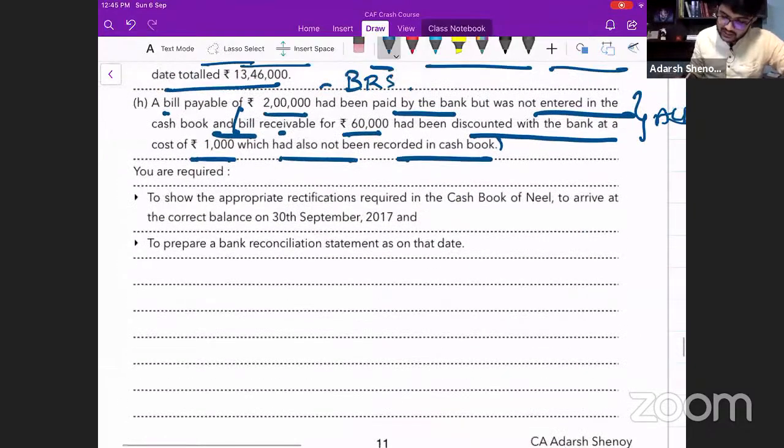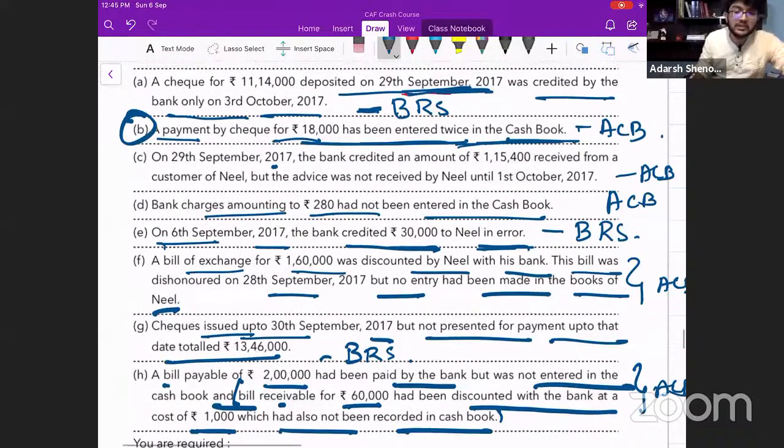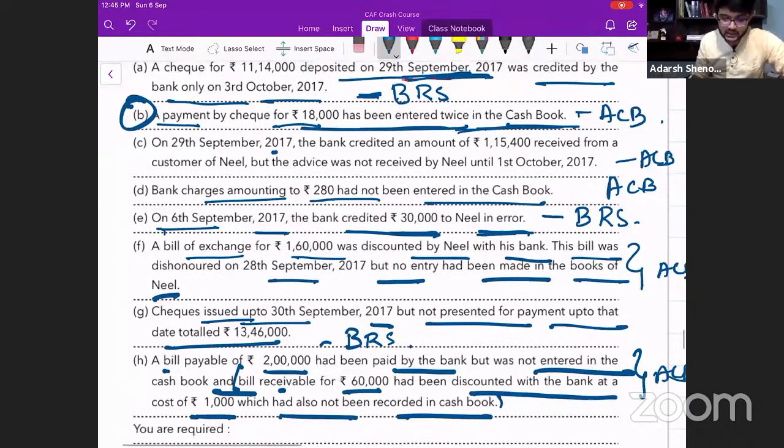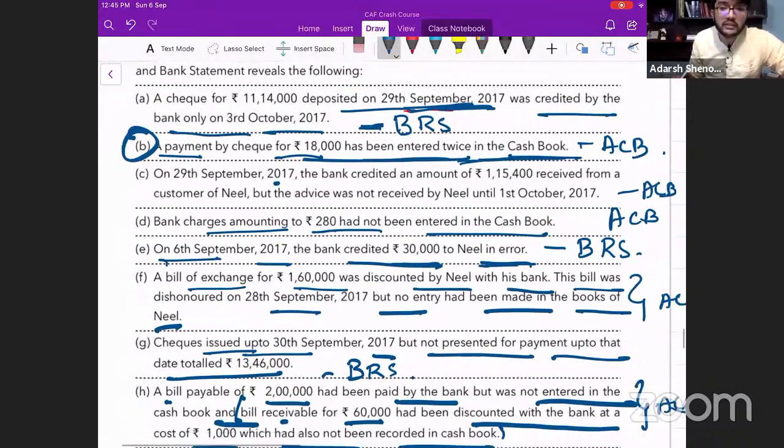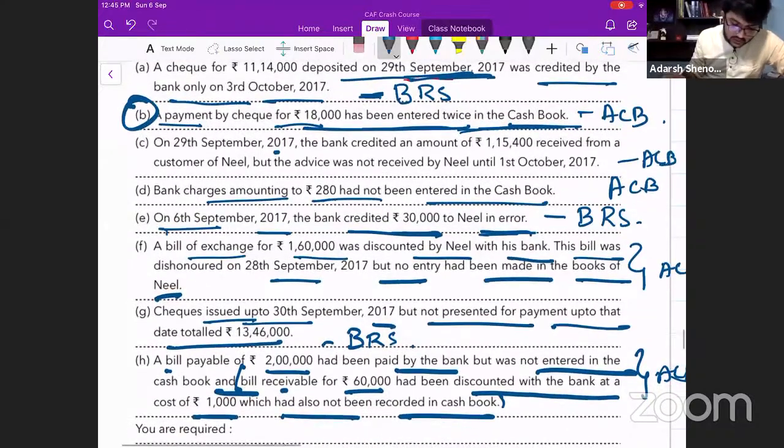11,14,000. Okay, next one. B point, will it appear in the BRS? No, it will not appear in the BRS. C point, will it appear in the BRS? No, it will not appear in the BRS. D point, will it appear in the BRS? No, D also will not. E, will it appear in the BRS? Yes.